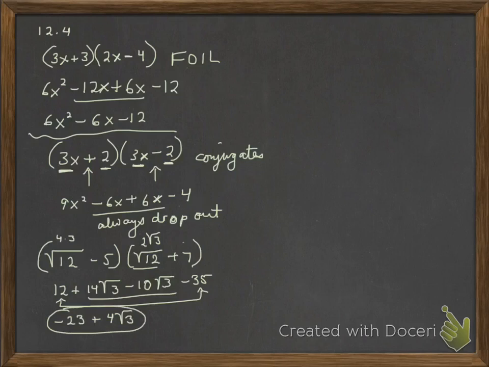So, what are you doing? You're foiling. That's your bottom line. And you're just simplifying radicals as you go. Let's look at another example here. Probably most of you will find this easier to go ahead and write this out and do FOIL.